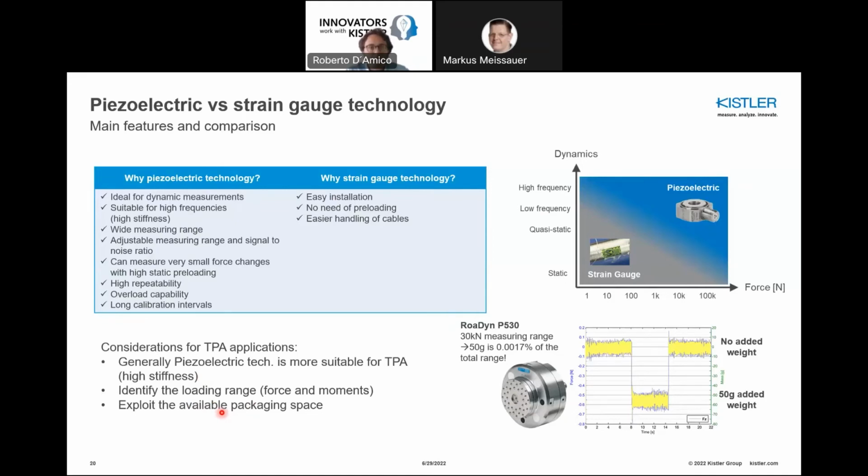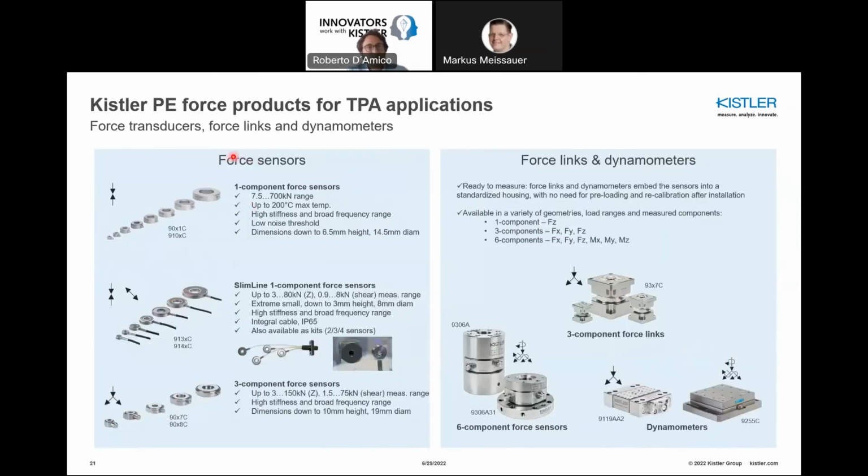And at this point, I just want to give you an overview of the product line that Kistler has for piezoelectric force sensors. I must honestly tell you that the piezoelectric force sensors at Kistler belong to a very wide portfolio. And what I did here was just trying to identify for you the most interesting products for TPA applications. So we have single component force sensors that measure the vertical load, available in a variety of measuring ranges, and some of them go up to 200 degrees C, so for hot areas. Of course, these are highly stiff components, so they allow you to cover a rather broad frequency range.